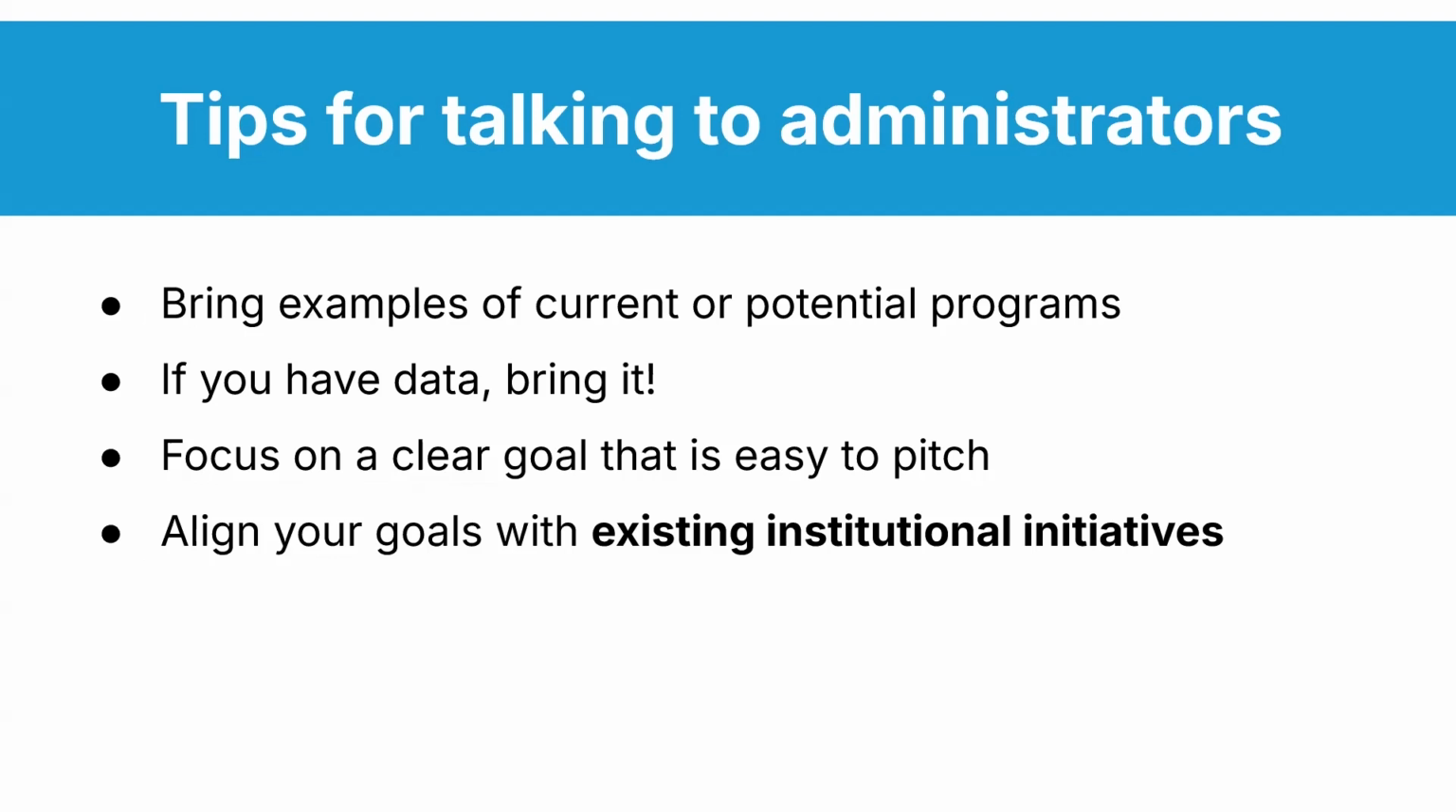So as you approach administrators about this work, it's good to bring examples of current or potential programs you could support. You can say, here is what we are doing, here's the support we have available, and here's what we could do if we had more support. If you have data, bring it, whether that's data about the number of colleges that have OER use in one class, the number of courses across your institution using open educational resources, or the number of student savings from the use of OER if you've worked that out yourself.